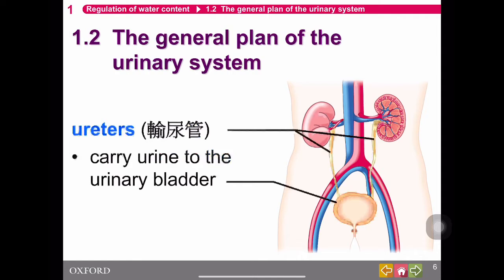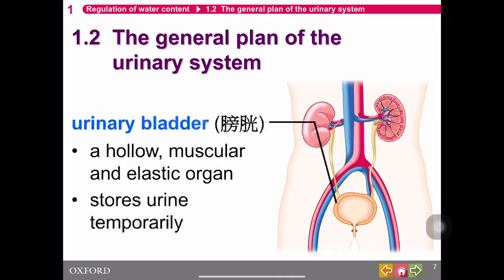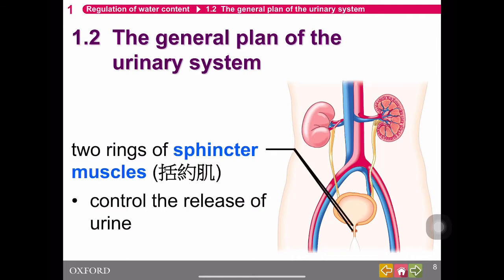There are a pair of tubes we call ureters carrying the urine formed in the kidney to the urinary bladder. The urinary bladder is a muscular sac, which is elastic in nature. Storing the urine temporarily is the function of the urinary bladder. And the exit of the urinary bladder is surrounded by rings of muscles. We call them sphincter muscles. They control the release of urine.